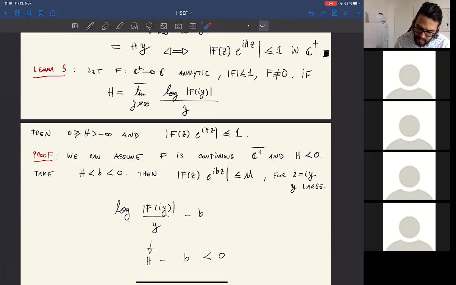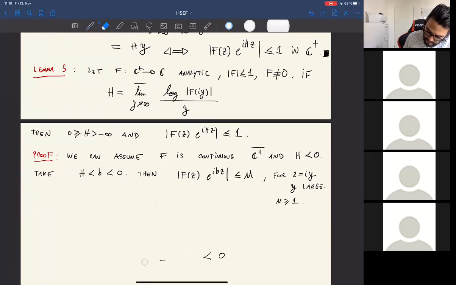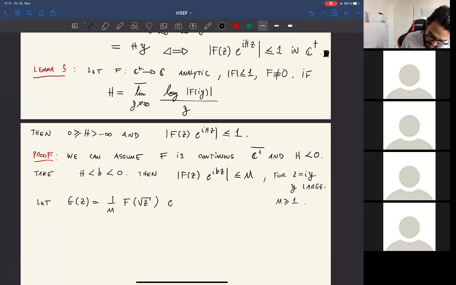Yeah, so it would be less or equal than 1. So I would take m greater or equal than 1 here, just to help me out in the end. Okay. Now we're going to define an auxiliary function. Let's see. So let g of z be this guy, 1 over m f of square root of z times e to the i b square root of z, for z in the upper half plane.